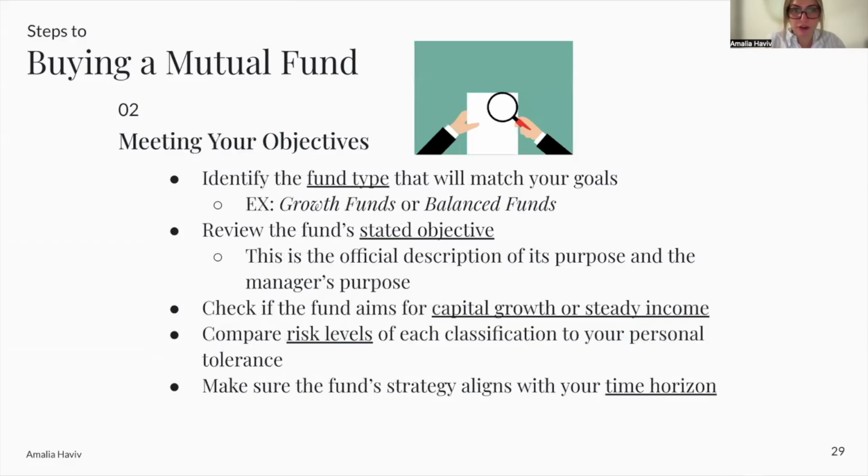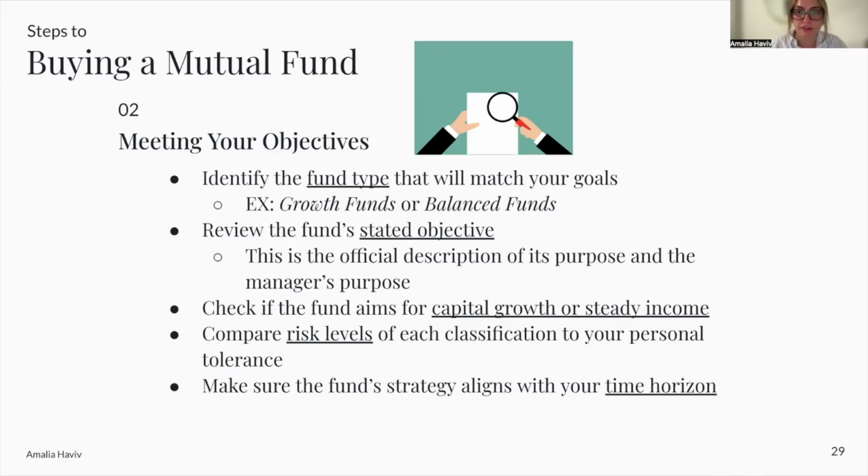Step number 2 is meeting your objectives. You need to identify the fund type. Maybe it's a growth fund and your money's going to grow over time, or it's a balanced fund, which mixes stocks and bonds for that increased stability. Identify what the fund is and whether it will match with the goals that you've established from step number 1.